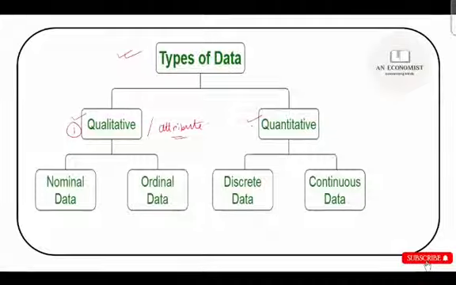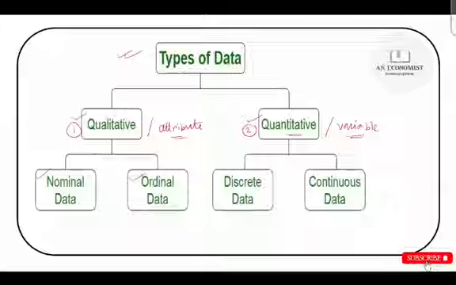And then another type of data is the quantitative data, which is also known as the variable. So you have two main sorts of data that are being used. First is the qualitative data, also known as the attribute, and then quantitative data, also known as the variable. And both are of two types. Qualitative data can be either nominal data or ordinal data. Again, quantitative data can be discrete data or continuous data.